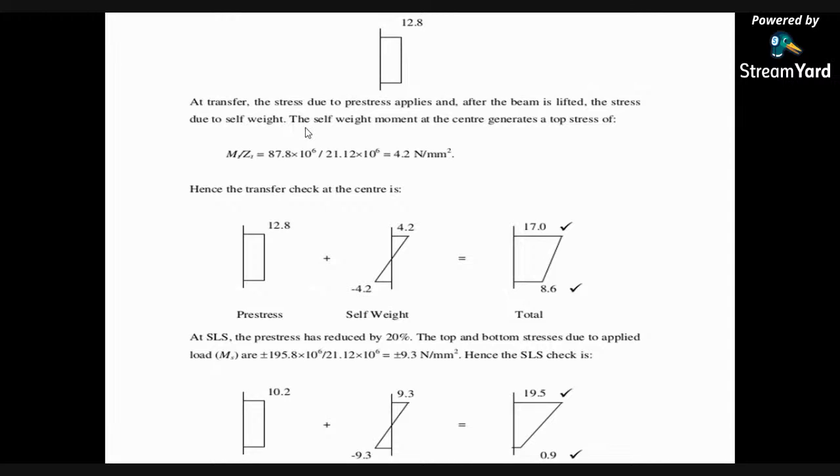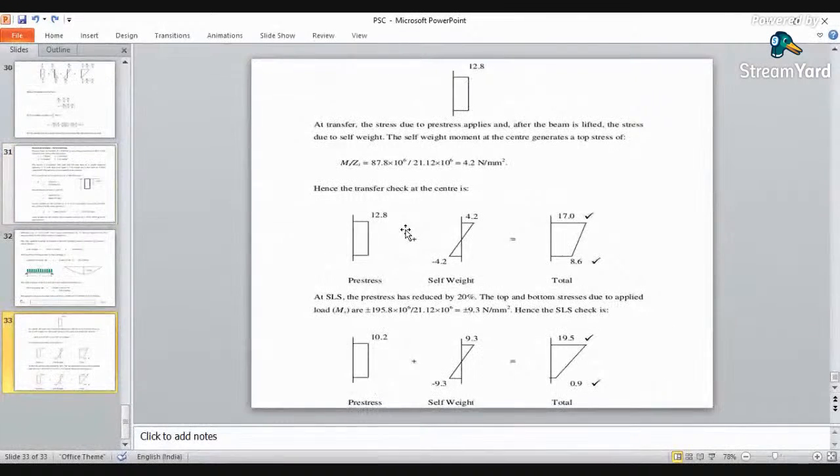Now this is the weight because of the pre-stress and after the beam is lifted. Okay, so this is the stress at the time of transfer. Hence the transfer check at the center will be, first one will be your load because of the pre-stress and because of the self-weight. You have to find out, here it is plus plus, then for the pre-stress we have seen the sign convention.